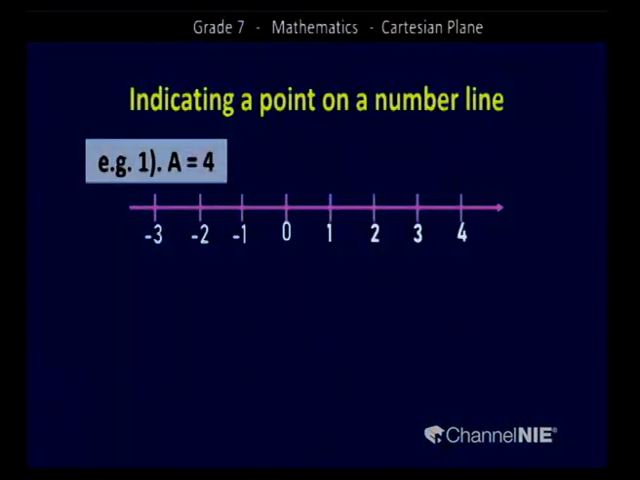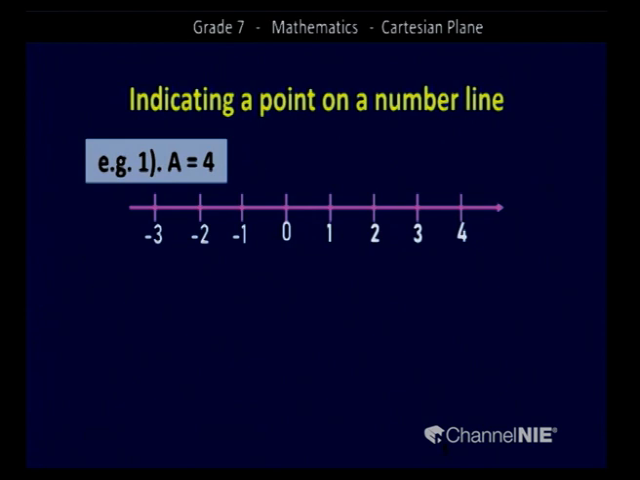Example number 1. A equals 4. Now we are going to indicate the point A on this given number line. Here we have got a number line marked from minus 3 to plus 4. Right. Now I am going to mark the point A on this number line. So, I am going to start from 0. Before that we have to see 4 should be in the positive direction.